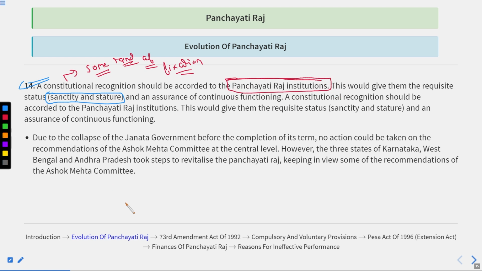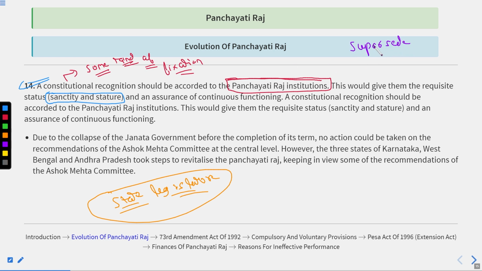So the state legislature could not easily exercise its arbitrary power. This would give them the status, sanctity and stature that we had discussed and an assurance of continuous functioning. It means that to supersede the Panchayati Raj system or suspend the Panchayati Raj institutions was not so easy after this. Okay.